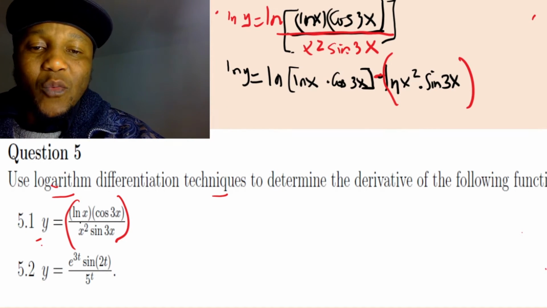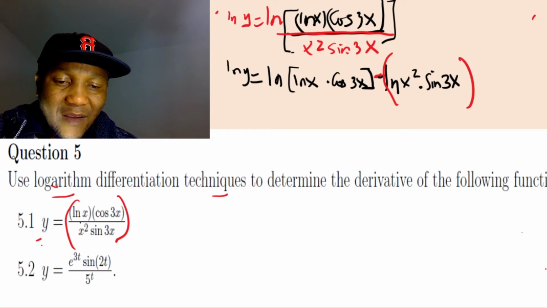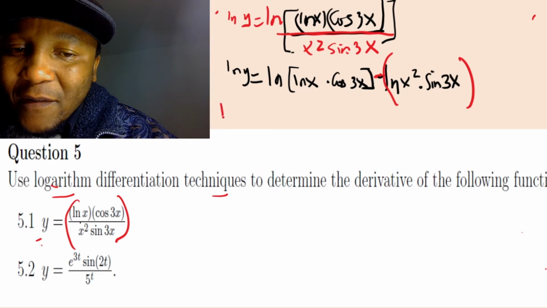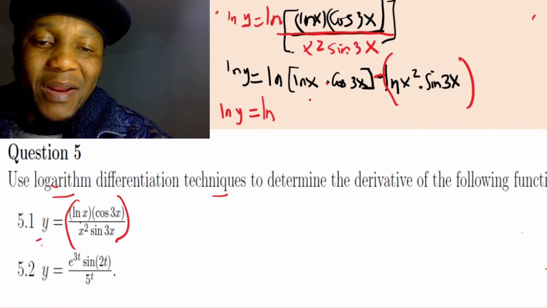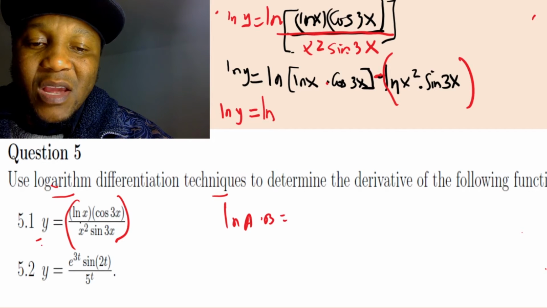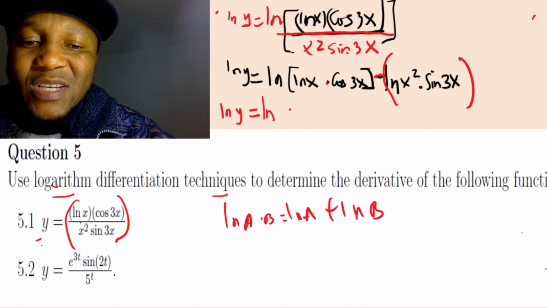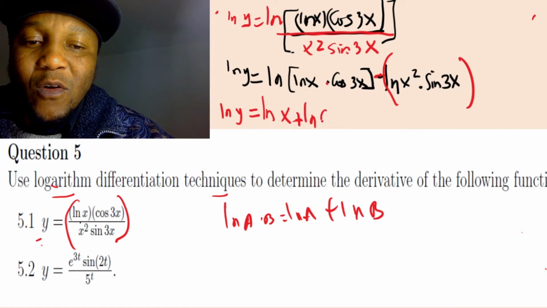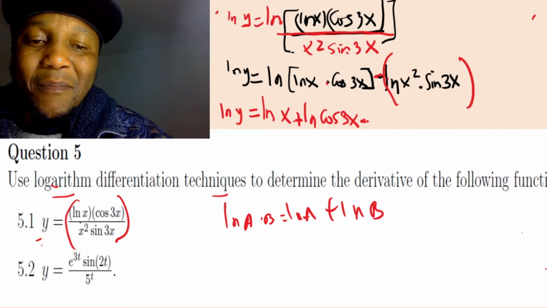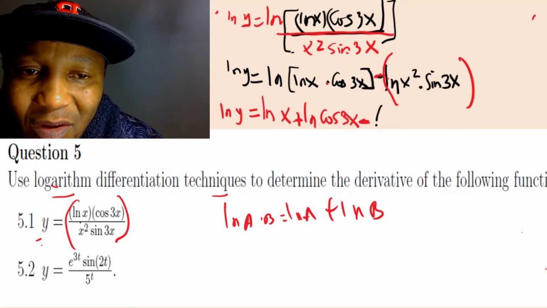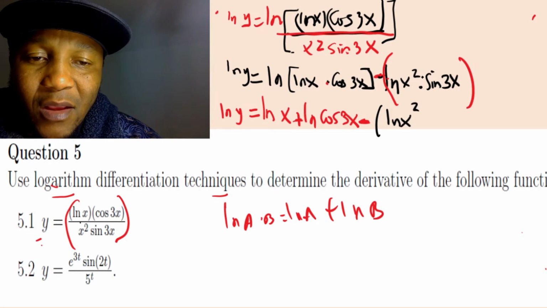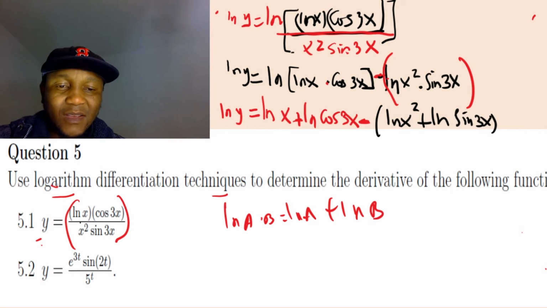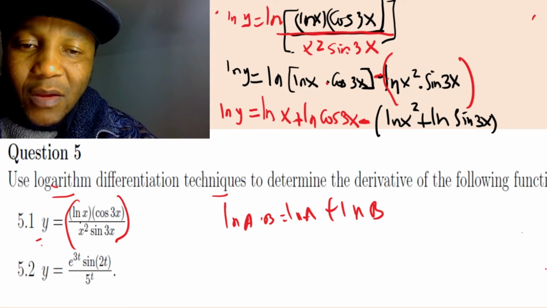Look how I'm going to split. We have ln of y equal to, and these I can add because there's a multiplication. If you have ln of a times b, it equals ln of a plus ln of b. So here I'm going to say ln of x plus ln of cos 3x, and then we have minus, and we apply the same thing here: ln of x squared plus ln of sine 3x. You see?